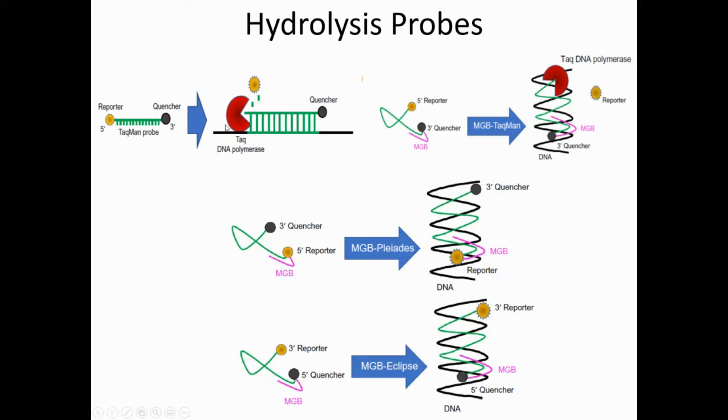When this probe binds to the target, there's no signal. But when the Taq polymerase performs the DNA synthesis, it has the 5' to 3' exonuclease activity. It digests this probe and releases the signal so that you can detect it. That's a hydrolysis probe. So the fluorescence is measured at the end of the extension phase, so it is proportional to the amount of amplified specific product.